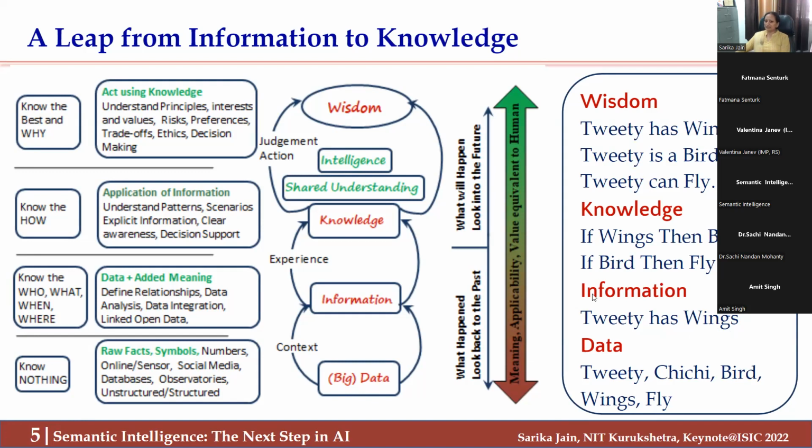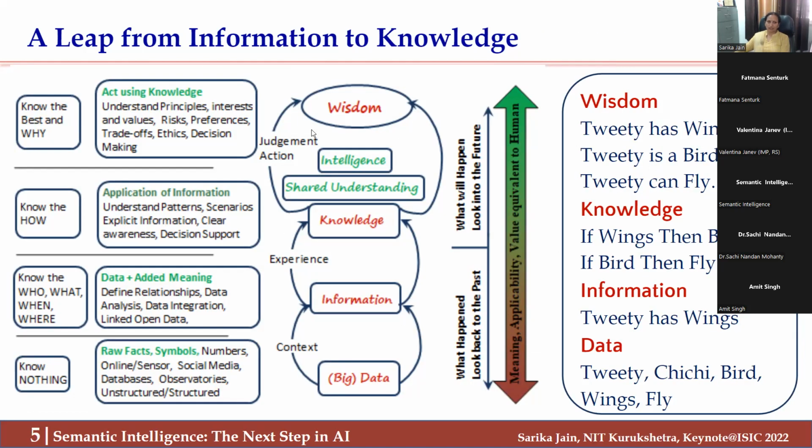When this information becomes knowledge, if we represent it in the form of rules and we are able to deduce something, we say if wings, then we call it a bird. If it is a bird, then we can say that it flies. So this is the knowledge. And when this knowledge is applied, it is brought into action, some judgment is taken, we say that there is wisdom. What we say, Tweety has wings, so Tweety is a bird. And when Tweety is a bird, so Tweety can fly. So we are applying this knowledge, the action is being taken, and we say that the wisdom is achieved.